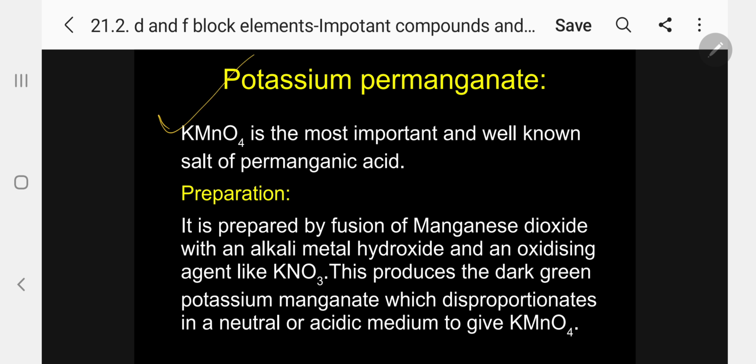It is the most important and well-known salt of permanganic acid. Kindly follow. Potassium permanganate. So, preparation. It is prepared by fusion of manganese dioxide with alkali metal hydroxide and an oxidizing agent like potassium nitrate. This produces dark green potassium manganate, which disproportionates in a neutral or acid medium to give potassium permanganate.